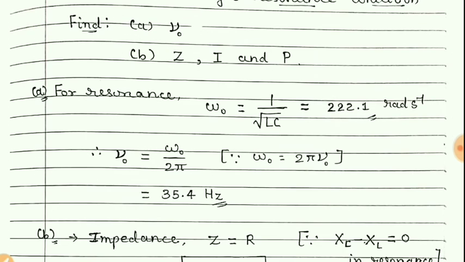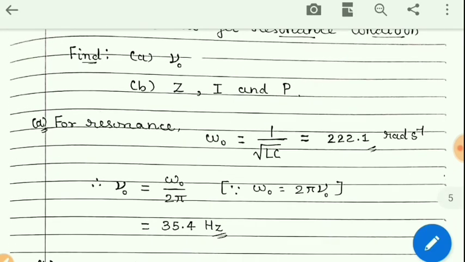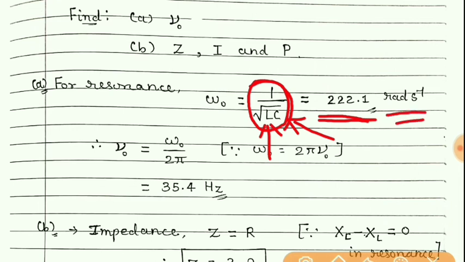Now students, we know that during resonance omega naught is equal to 1 upon root of LC, that we know. Value of L is given to us, value of C is also given to us. So just put the values and calculate it. You will get approximately 222.1 radian per second.